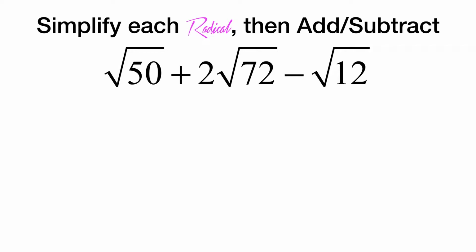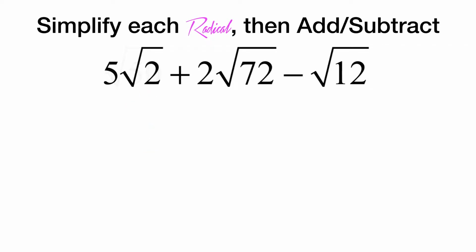All right, let's try this one. 50. All right, so 50 is 2 times 25. And I can square root 25 to become 5. So that becomes 5 square roots of 2. That's great.